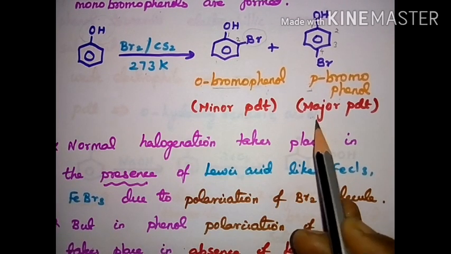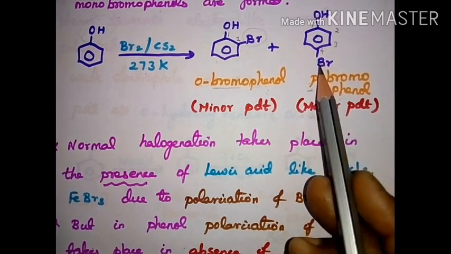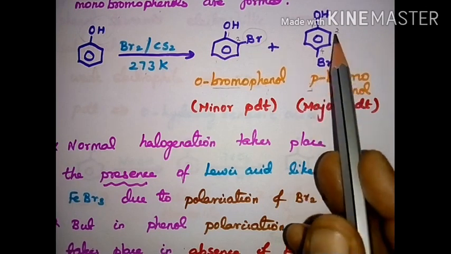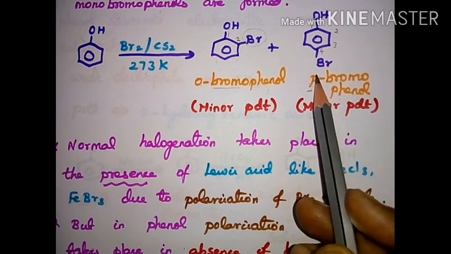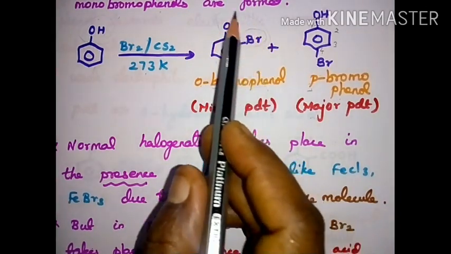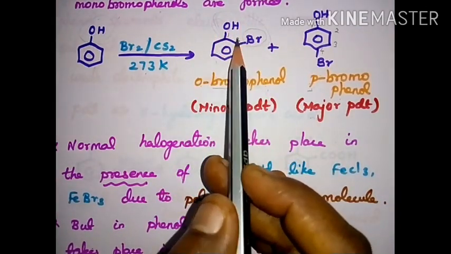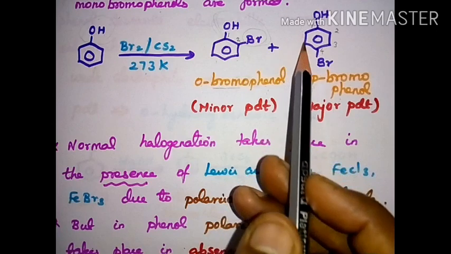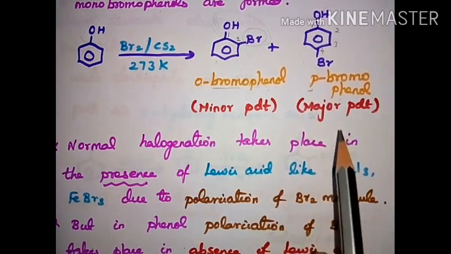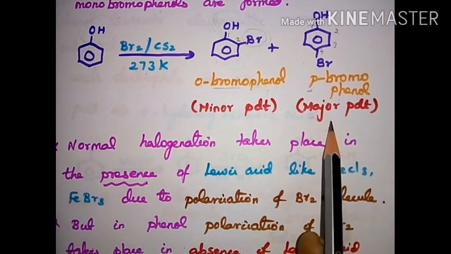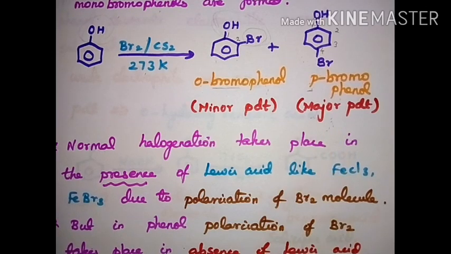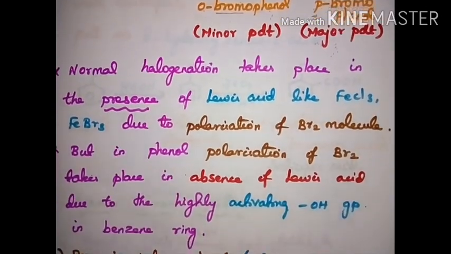This is due to steric hindrance. In the ortho product the groups are near to each other, so there may be some repulsion, but in para they are opposite to each other. So it is more stable, and this is the major product. The para product is always the major product due to the absence of steric hindrance.